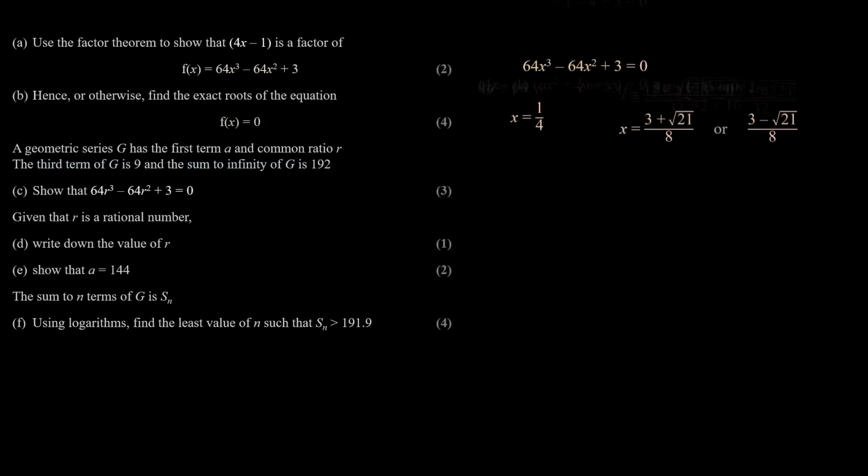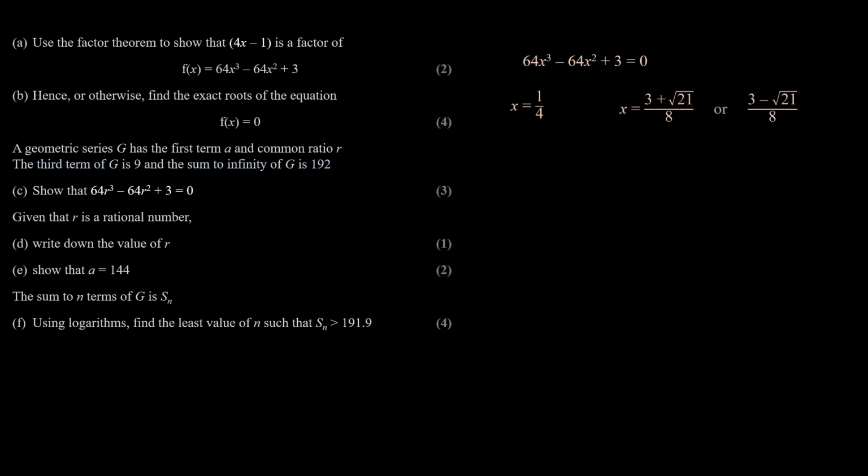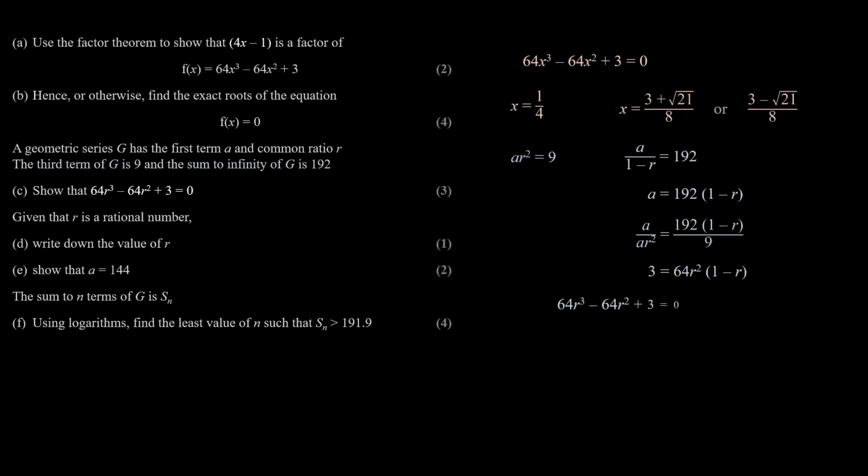Next, we are dealing with a geometric series. The third term, ar squared, is 9, and the sum to infinity, a over 1 minus r, is 192. From the second equation, we get a equals 192 times (1 minus r). Dividing this by the first equation and simplifying, we get 64r cubed minus 64r squared plus 3 equals 0.